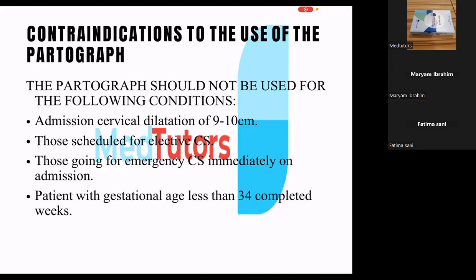For example, this woman came to you and immediately they entered the labor ward. It was abruptio placenta, and you know that you are going for emergency cesarean section. So why waste time to open a Partograph for her? Or maybe she came with cord prolapse or something that you need to quickly rush to the theater for emergency CS. So you don't have to waste your time to open a Partograph for her. Then, of course, for a patient with gestational age of less than 34 completed weeks, you don't rush to open a Partograph for her.